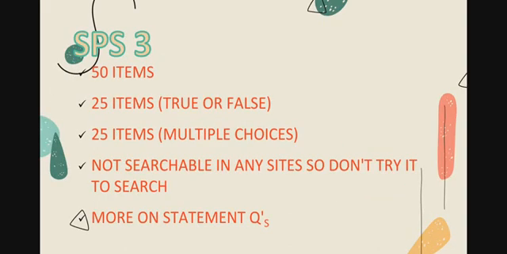In the SPS, there are 50 items. Twenty-five items are true or false, and the remaining 25 items are multiple choice. It is not searchable, so do not try to search for it. It is more on statement Q, so just understand these.